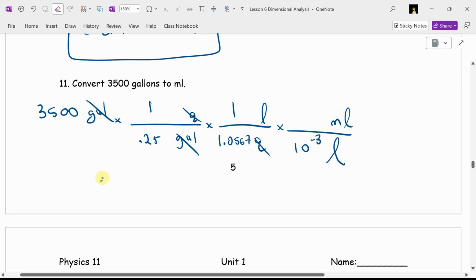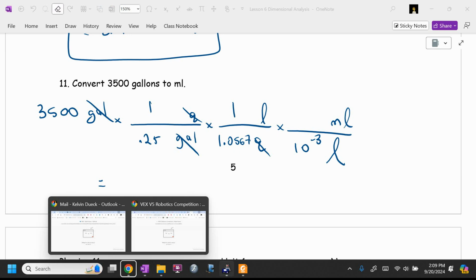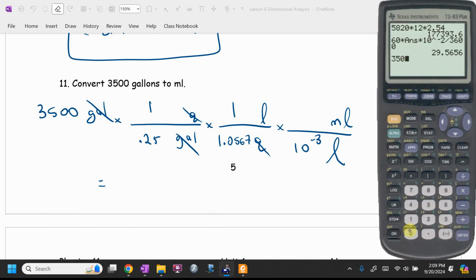So you're going to end up going 3,500 divided by 0.25, divided by 1.0567, and divided by 10 to the -3. Or you could put the whole bottom in brackets, but I usually just go 3,500 divided by 0.25, divided by 1.0567, divided by 10 to the power of -3. I've got a typo here. Where's my typo? The divided by didn't show up.